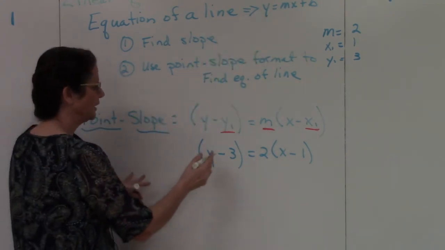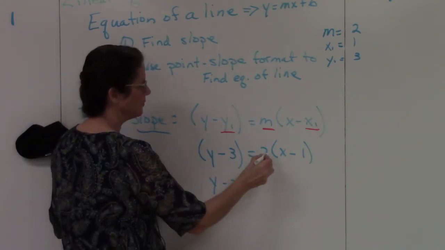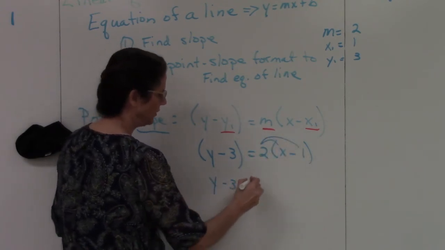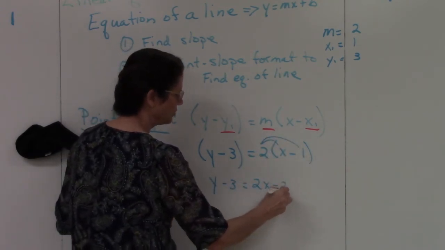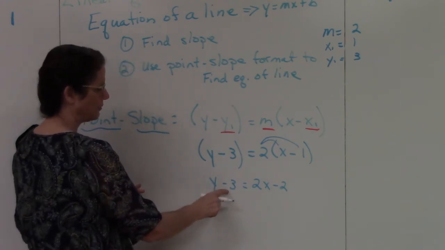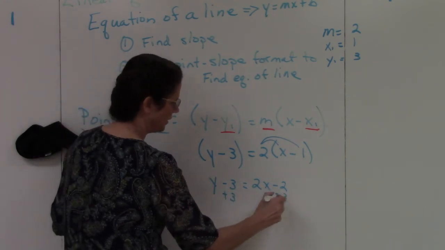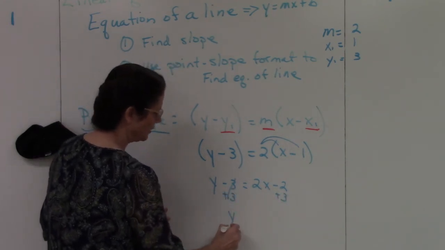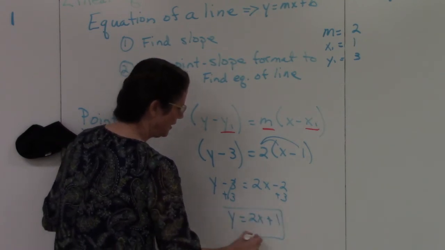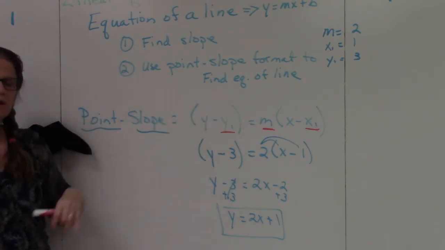Okay, so here we go. So I can take the parentheses away from this. I don't need that anymore. I'm going to distribute by multiplying the 2 through both pieces. So I have 2x minus 2. Now I want to solve for y. That means I'm going to get rid of the 3. So I'm going to bring the 3 over as a plus 3. So that cancels. So I end up with y equals 2x plus 1. That is the equation of the line that goes through the 2 points that I had up here.